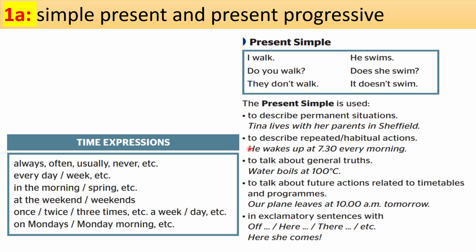The second use of the present simple is to describe repeated or habitual actions. You know that every morning, every day, we have to use the present simple. Third use of the present simple is to talk about general truths or scientific facts. The next one, to talk about future actions related to timetables. And finally, in exclamatory sentences with of, here, there. So the sentence starts with one of these 3 words and you have an exclamation in the end. Here she comes. So you are surprised.